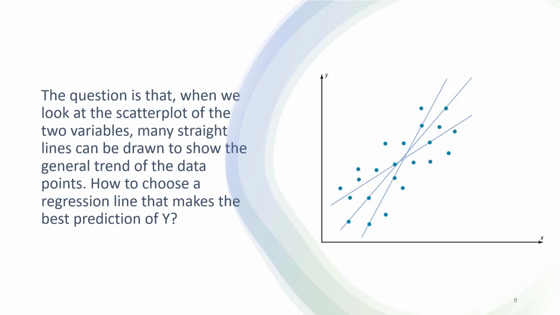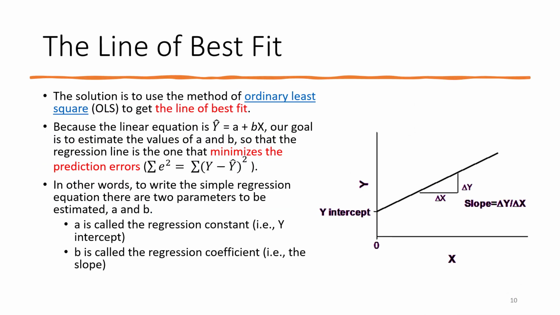Now, there is a question. When we look at the scatter plot of the two variables, many straight lines can be drawn to show the general trend of the data points. How do we choose a regression line that makes the best prediction of y? In making predictions, our goal is to minimize the differences between the observed and the predicted y values. This goal is met by finding the line of best fit using the method of ordinary least squares, OLS.